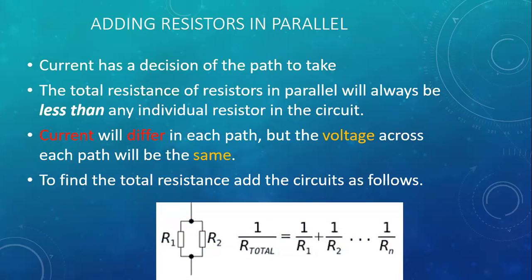The formula to find total resistance in a parallel circuit is a little more complicated. It is 1 over R total equals 1 over R1 plus 1 over R2, and then so on and so on and so on. So a little more complicated than a series circuit.